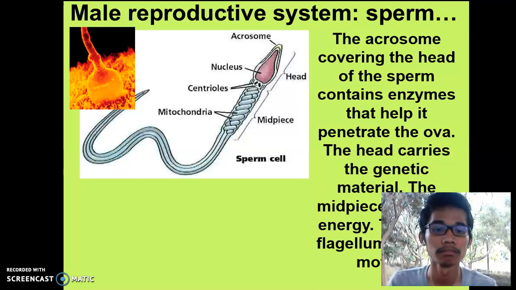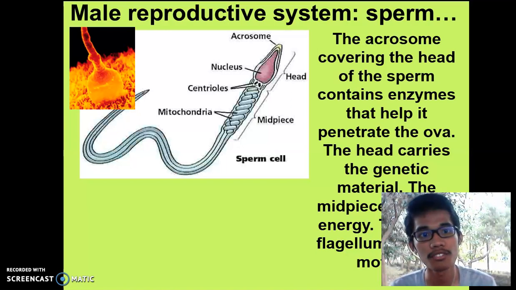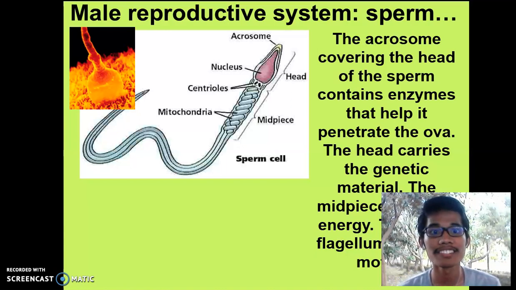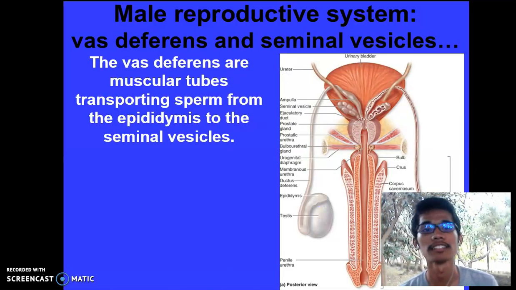Sperm carry the genetic material. The acrosome covering the head of the sperm contains enzymes that help it penetrate the ova. The head carries the genetic material, the midpiece supplies energy, and the tail, or flagellum, provides motility.